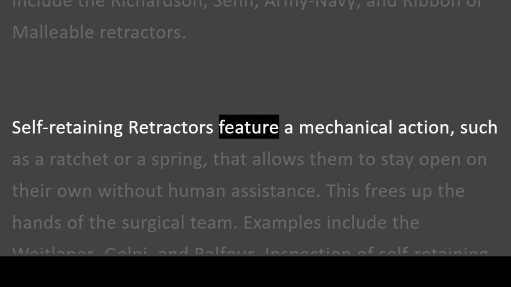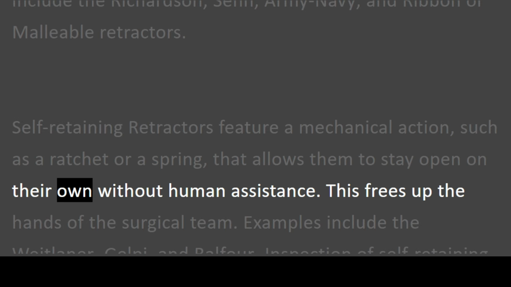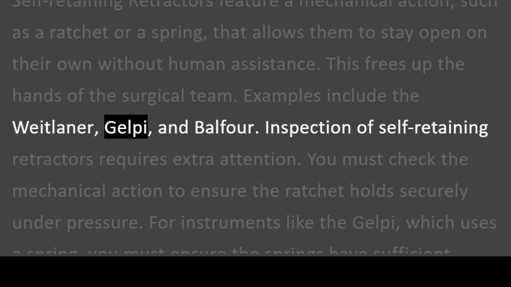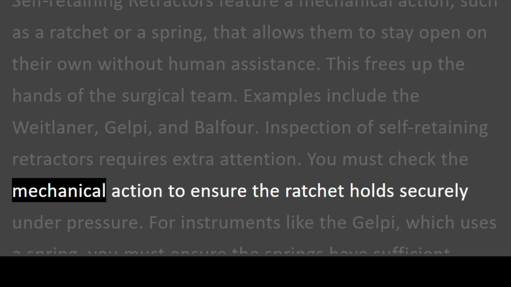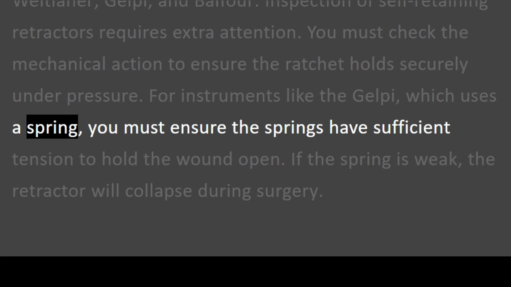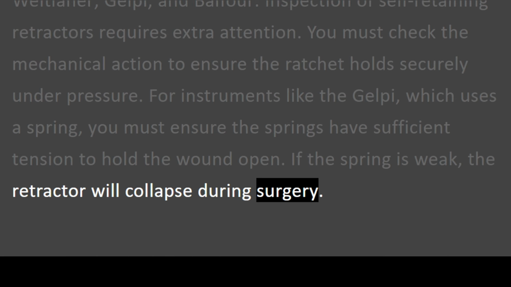Self-retaining retractors feature a mechanical action, such as a ratchet or a spring, that allows them to stay open on their own without human assistance. This frees up the hands of the surgical team. Examples include the Whitelawner, Gelpi, and Balfour. Inspection of self-retaining retractors requires extra attention. You must check the mechanical action to ensure the ratchet holds securely under pressure. For instruments like the Gelpi, which uses a spring, you must ensure the springs have sufficient tension to hold the wound open. If the spring is weak, the retractor will collapse during surgery.